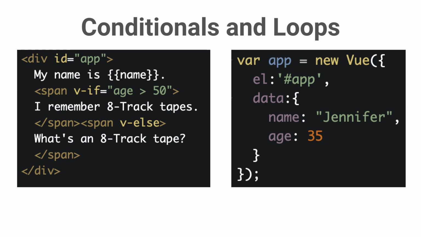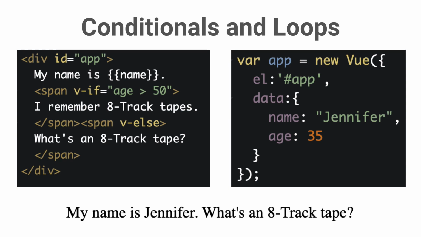The second span has a v-else directive. This is displayed if the v-if is false. In this example, the user will see a different output. Here is what the user will see now. Using a v-if directive, you can dynamically control the content that is displayed to your users.